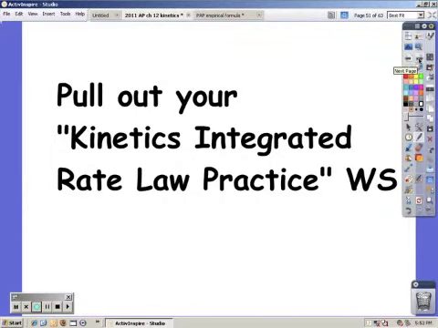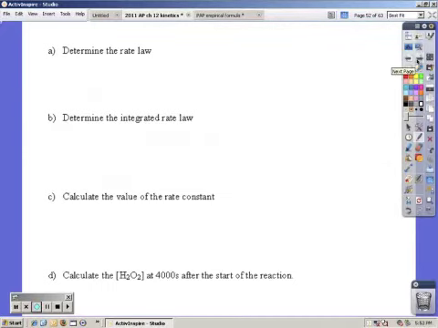Alright, going to pull out your kinetics integrated rate law practice, and you're going to need your graphing calculator. So these problems are going to be ones where they don't tell you the order and you're going to have to try to figure it out. In order to figure it out, you're going to need to graph.